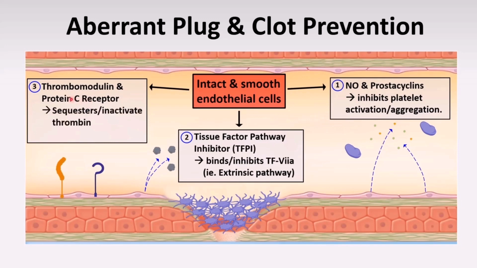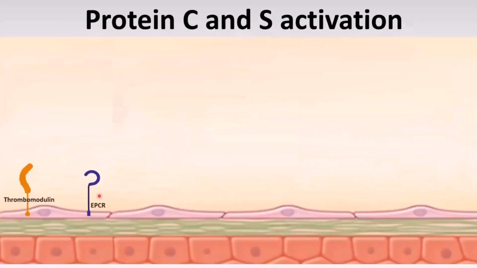Because thrombomodulin and protein C receptors are there, as the name suggests, to inhibit or activate thrombin. Right? That is the function of your thrombomodulin. And your protein C receptors are there to activate your protein C and S. And protein C and S is especially important in the anticoagulation system, and that is something that we will learn in the next slide.